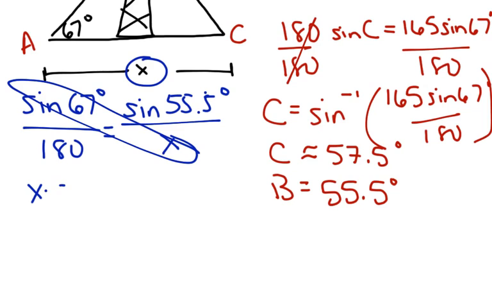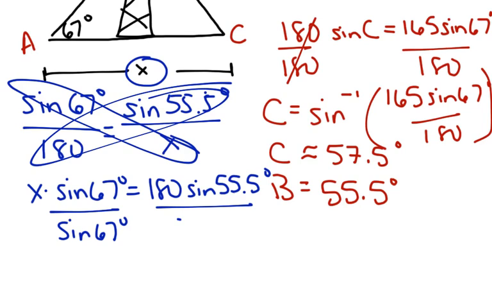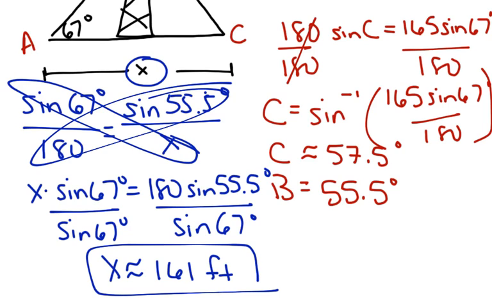Sine of 67 times x is equal to 180 times the sine of 55.5. Divide by the sine of 67, and I'm going to find out that x is approximately 161 feet. The reason I rounded this to the nearest place value is because the other two sides were as well.